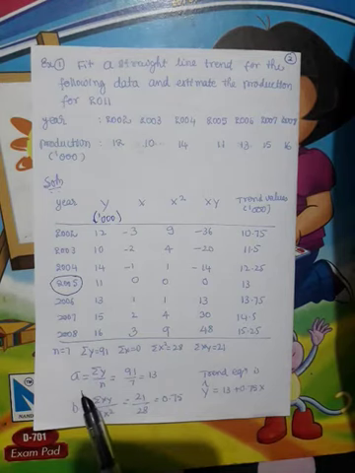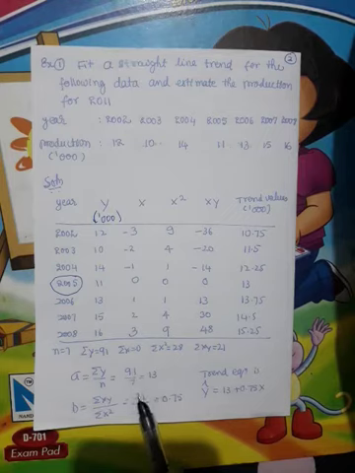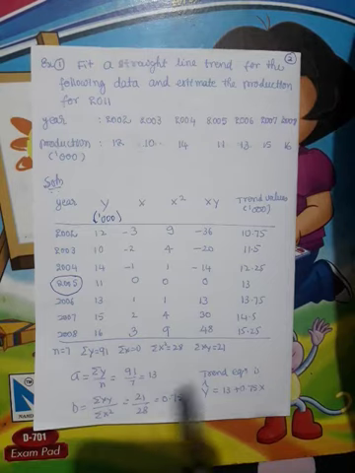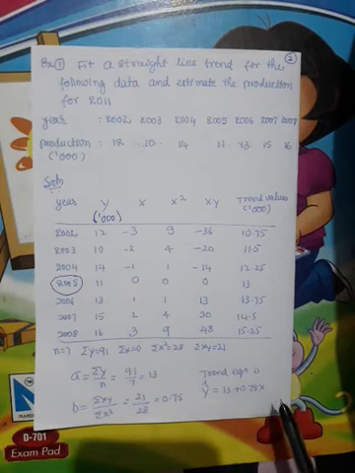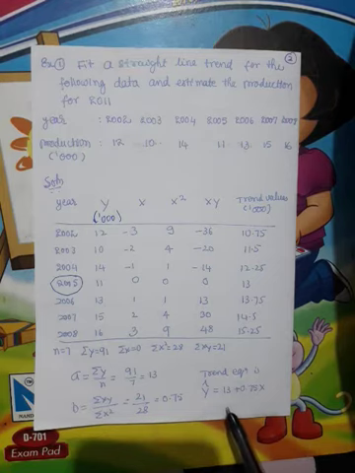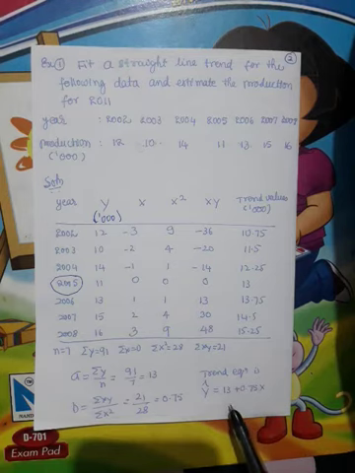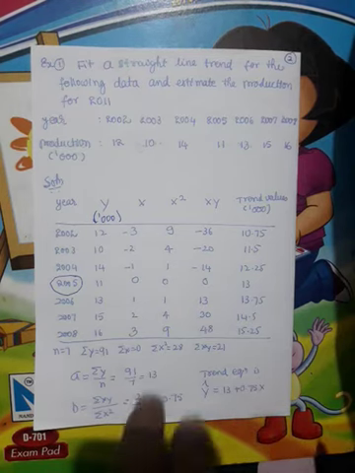Now obtain a and b. A is equal to sigma y divided by n, that is 91 divided by 7, that is equal to 13. B is equal to sigma xy divided by sigma x square, that is 21 divided by 28, that is equal to 0.75. Now the trend equation, that is the straight line trend, is y cap is equal to 13 plus 0.75 x, where a means 13 and b means 0.75.